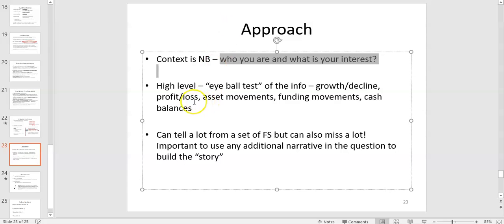First thing you always do, like we did with the Alexis example, is the eyeball test. What I said is you look at the high level movements in the financial statements. Has revenue grown or declined? Is profit up or down? Have the assets increased? Where has the cash gone? And has the debt increased? Where have the funding movements gone?